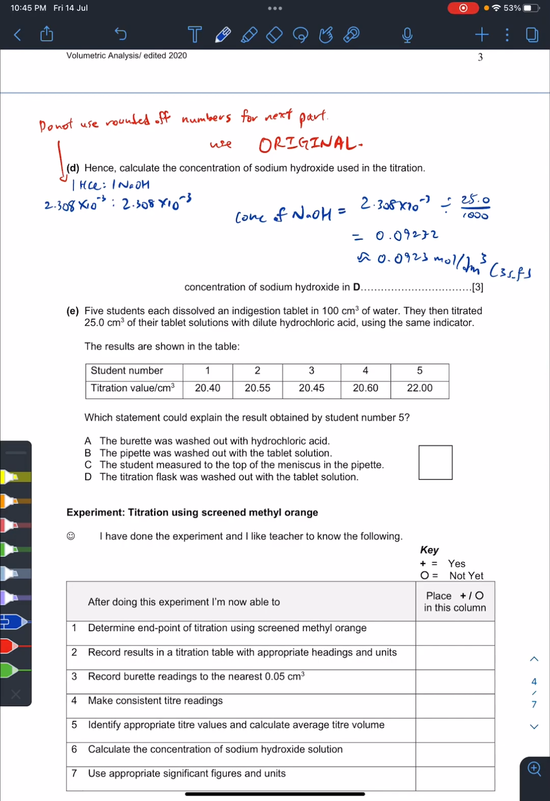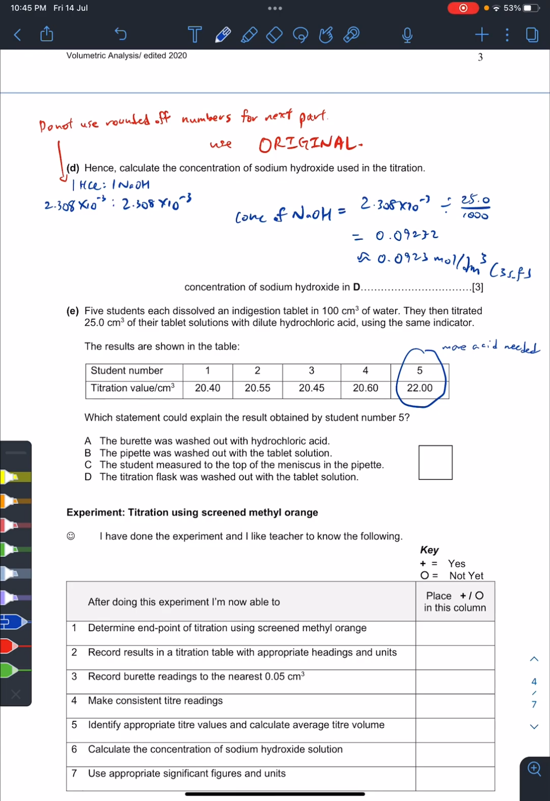Oh, next one is an MCQ. Okay, I can guarantee you there's no MCQ in practical exam. This is just here to help you. So the reading is 20.4, 20.55, then 22. So what does it mean? If this is 22, it means more acid needed.